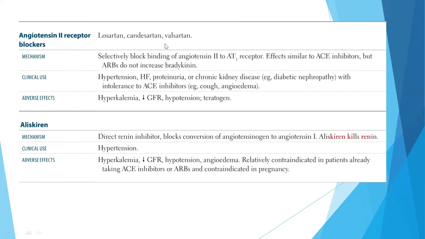So, angiotensin 2 receptor blockers and aliskiren. Losartan and valsartan selectively block the binding of angiotensin 2 to the AT1 receptor. Effects are similar to ACE inhibitors, but ARBs do not increase bradykinin. Clinical use is in hypertension, heart failure, proteinuria, and chronic kidney disease with intolerance to ACE inhibitors. Adverse effects may be hyperkalemia or decrease in the GFR. Similarly, there is something called a direct renin inhibitor, which can block the conversion of angiotensinogen to angiotensin 1. And again, the other mechanism is all the same.